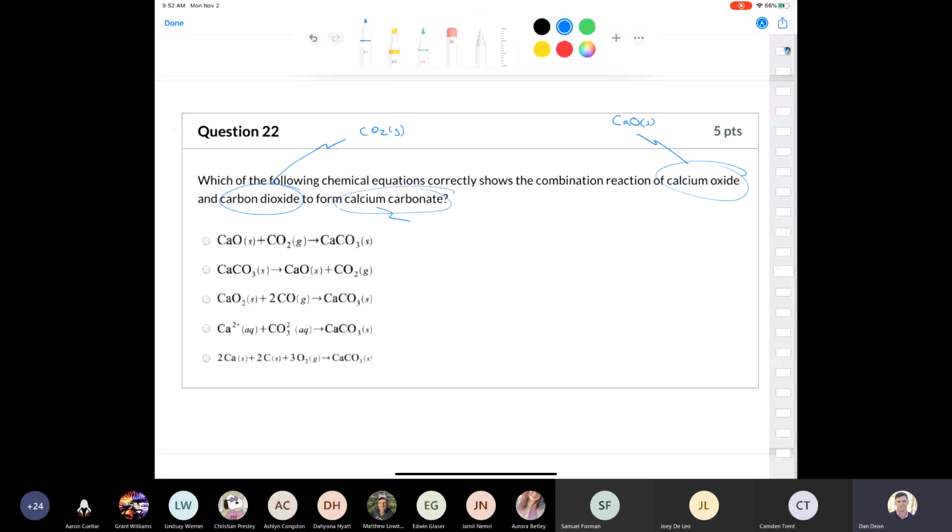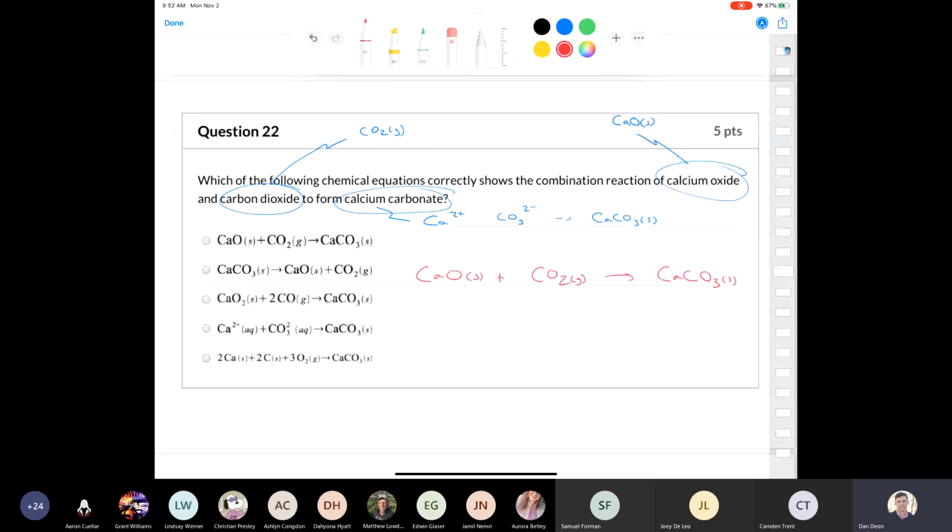Well, calcium comes from group 2A, so it's going to have a 2+ charge, and carbonate is CO3 2-. They're going to combine in a 1-to-1 ratio to form calcium carbonate, which is a solid. It's ionic, right? It's formed from a metal and a polyatomic ion that is made up of nonmetals. So let's write this down. Now we've got calcium oxide, which is a solid, plus carbon dioxide, which is a gas, produces calcium carbonate, which is a solid.